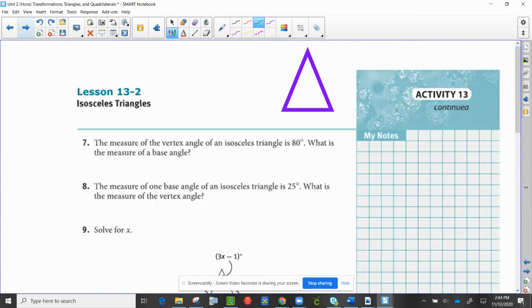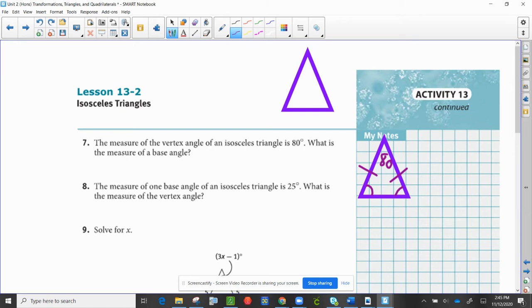So let's apply that with some questions up here. Number 7 says the measure of the vertex angle of an isosceles triangle is 80. What is the measure of the base angle? I'm going to draw a triangle here. Let's label this. They said the vertex angle, remember, is the peak angle, and that is 80. This is isosceles, so we know those two legs are congruent. They want to know the measure of these base angles. Can you get that angle for me really quick? What is the measure of both the base angles?